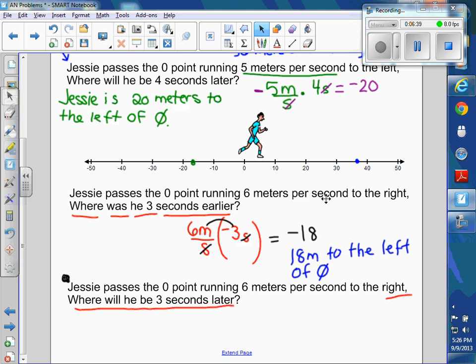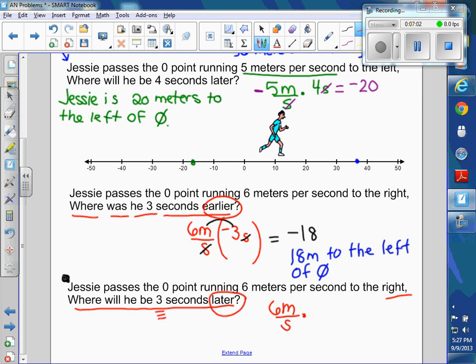So I was trying to get you to see the word later has a different result than earlier. So since he's running to the right, his speed is 6 meters per second, and it's positive because it's to the right. And we want to figure out where he will be in the future, so time is positive. So we're going to multiply, and we get a positive 18. So Jesse will be 18 meters to the right of 0.